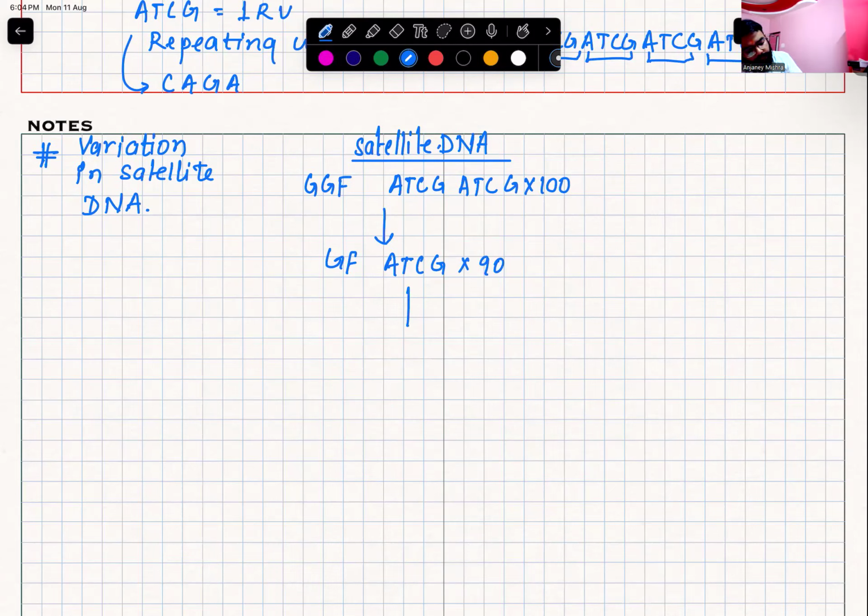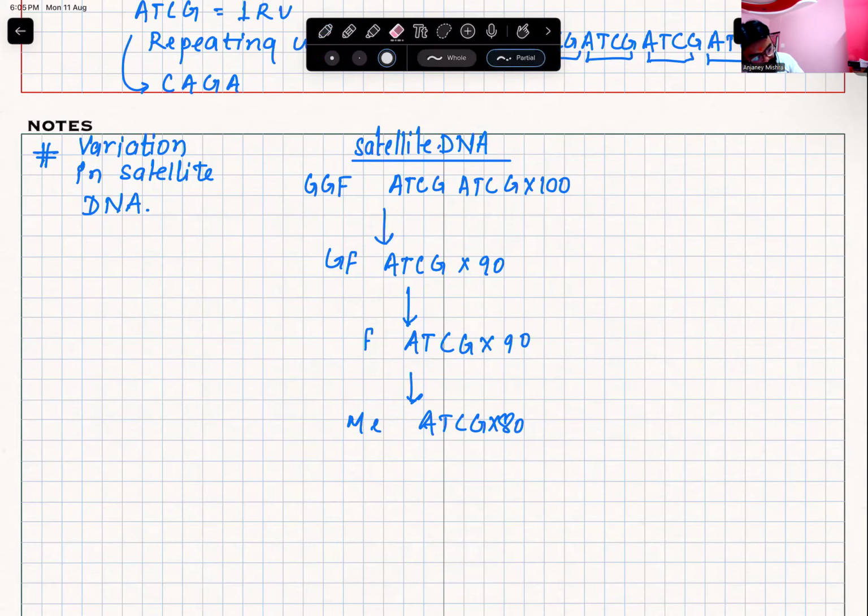And to my father, again, there was some mutation, or let's say there was no mutation. He also got ATCG 90 times. And when it came to me, whatever was the reason, I got it multiplied 80 times. Or I got it 90 times because my father had it 90 times. Let's write it that way.